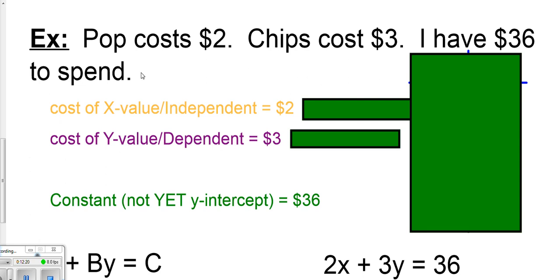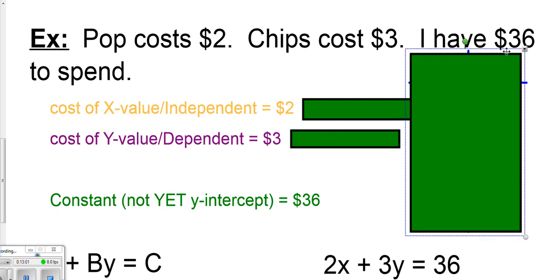Here's another interesting example I want to talk about. In this case, we're still talking about two different variables, pop and chips. So if pop costs $2 per bottle, and chips cost $3 per bag of chips, I guess, and I have $36 to spend. If we think about this in real life, if I buy more pop, well, I can't get as many chips because I only have the $36 to spend. If I'm buying more chips, I can't buy as much pop. So these do definitely affect each other, and they affect each other at a proportional rate.